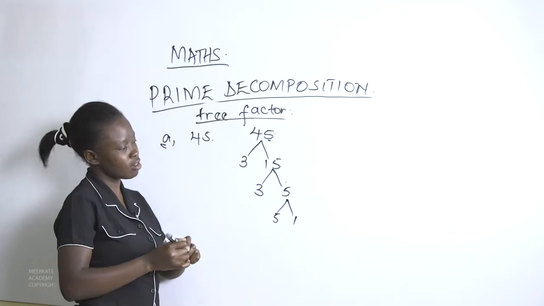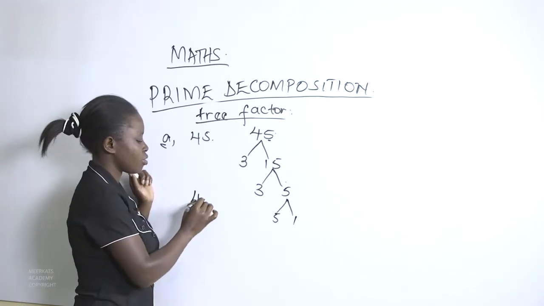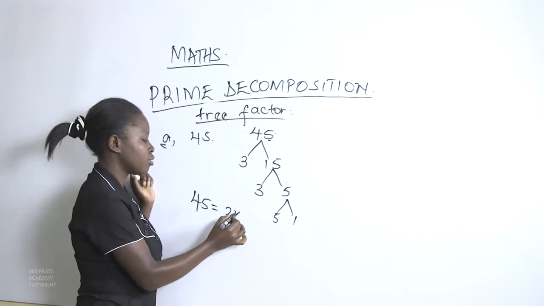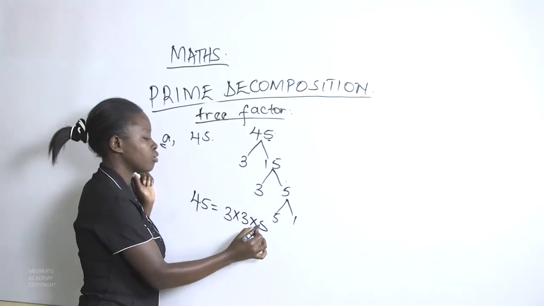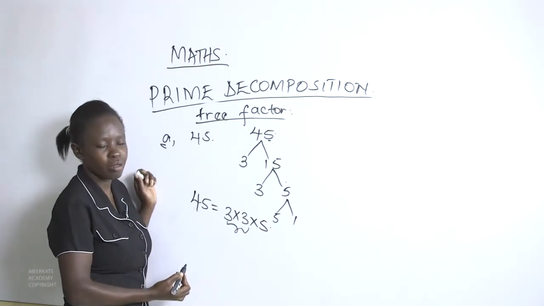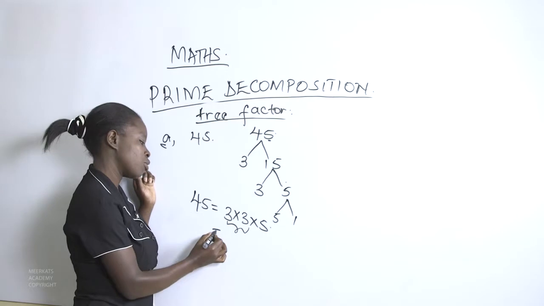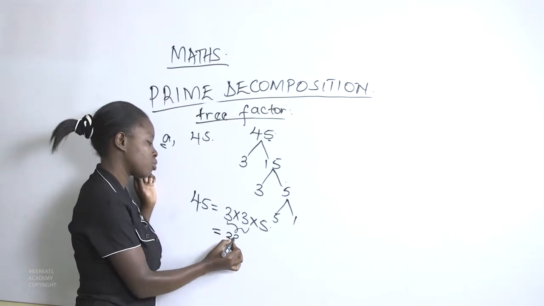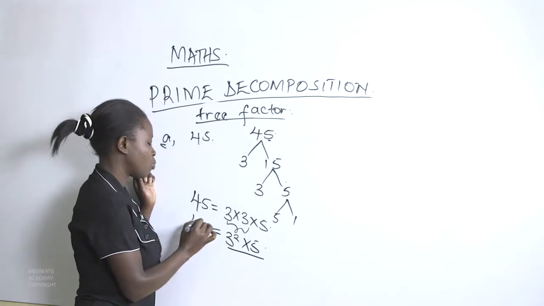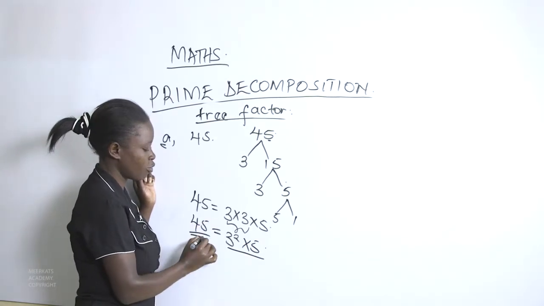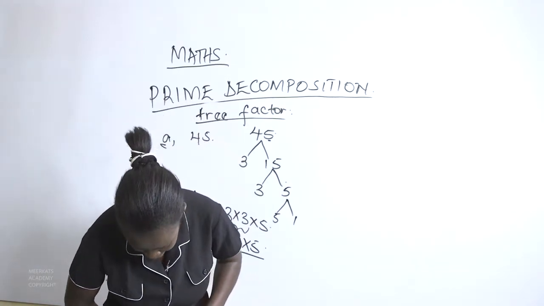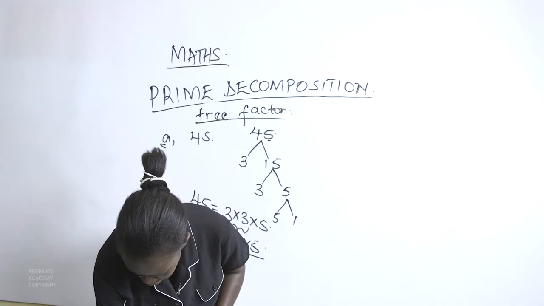If we express 45 as a product of its prime factors, we have 3 times 3 times 5. 3 times 3 has been repeated, so we can write it in power form: 3 squared times 5. So 45 decomposed into its prime factors is 3 squared times 5.